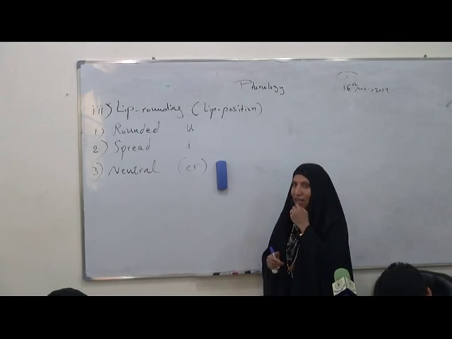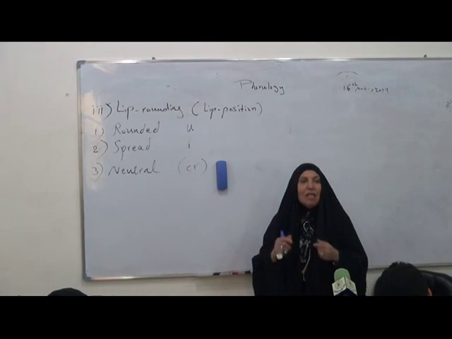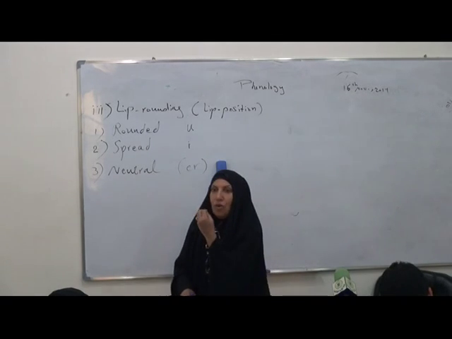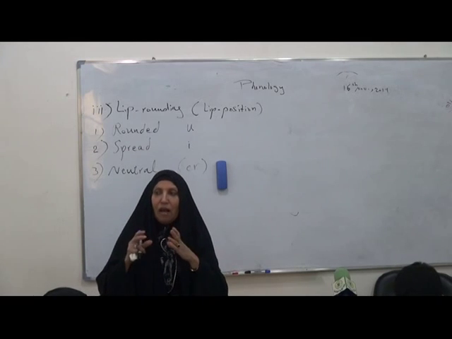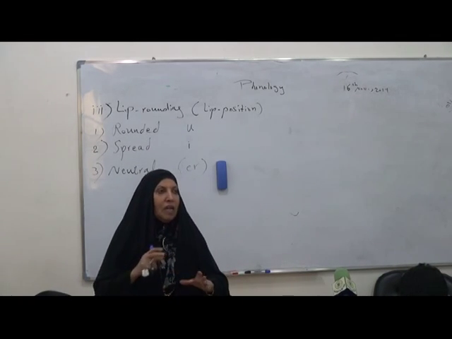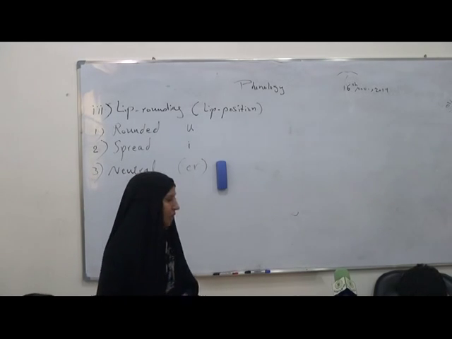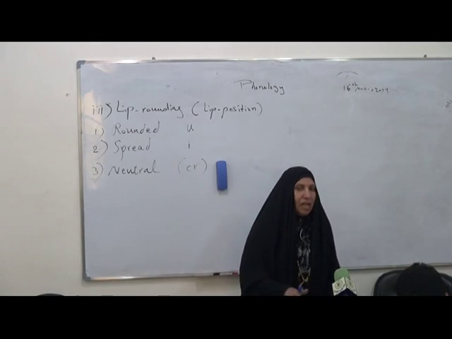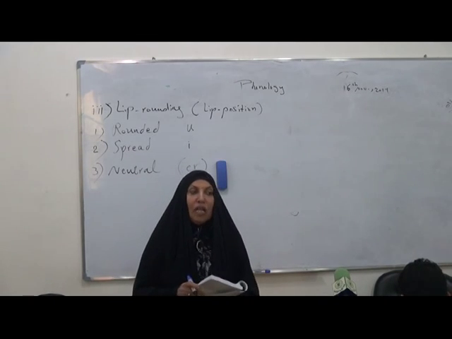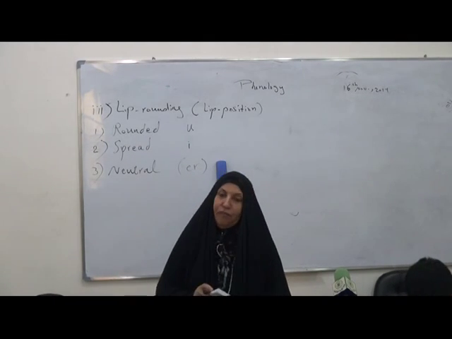So this is neutral. Look at the lips. It's neither spread nor rounded. So the lips are neither spread nor rounded. They are in between. Okay. So this is the description or classification of vowels.